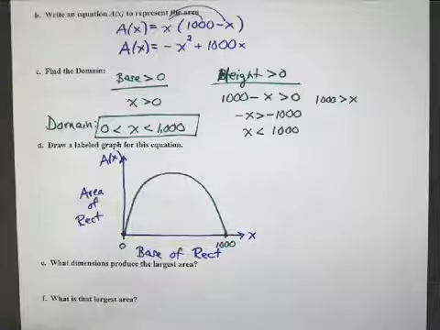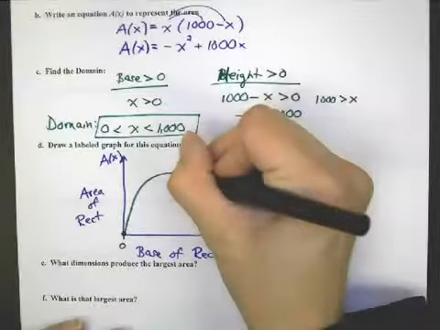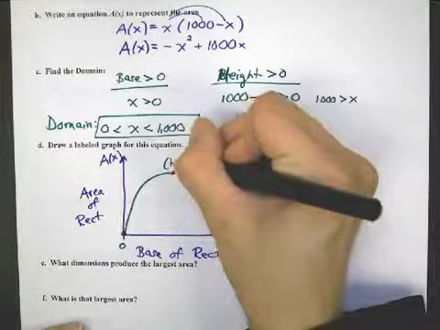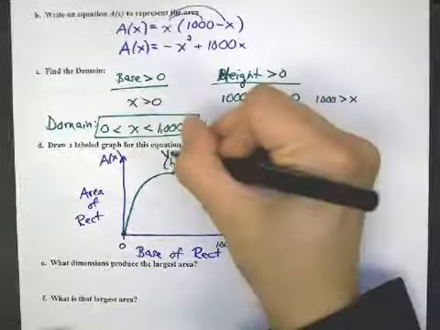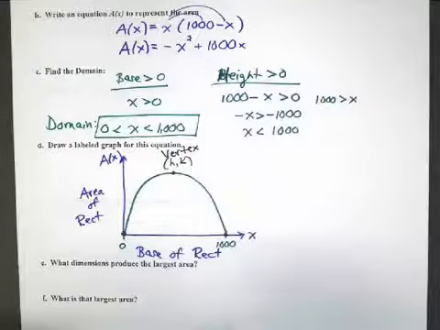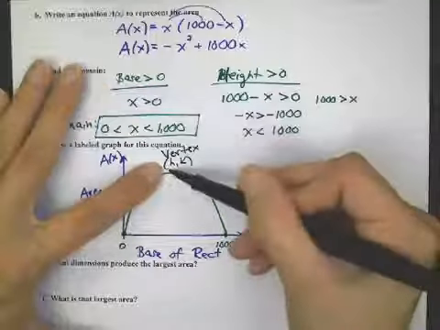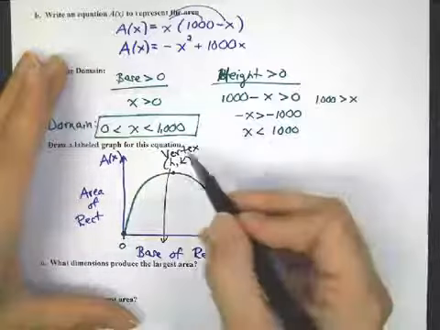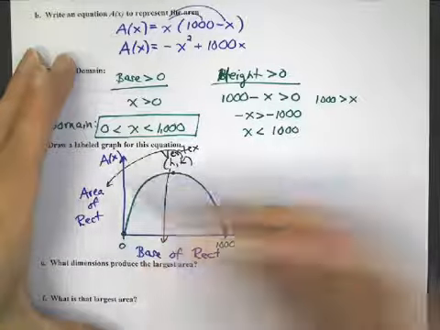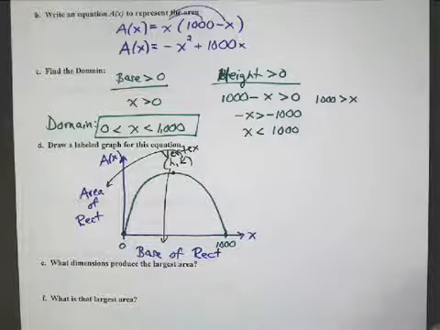Okay, let's go talk about the vertex up here. I'm going to call it H, comma, K. We always use the letters H and K for vertex. Now what is H actually finding? H would be finding the base of the rectangle, and K would be finding the area of the rectangle. So let's do an H and a K calculation.